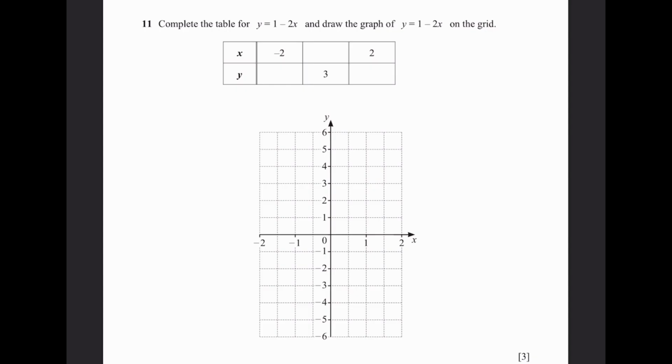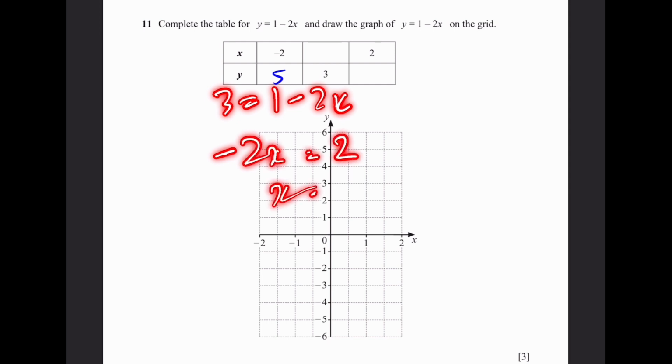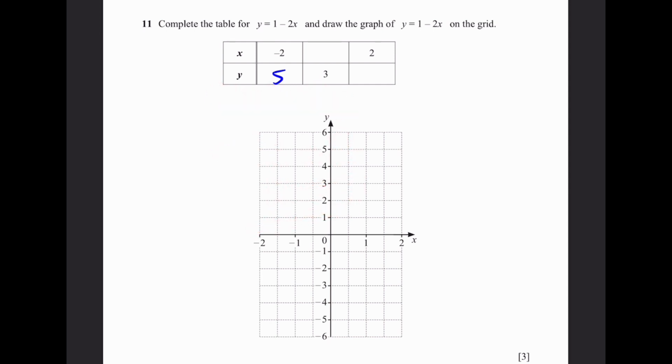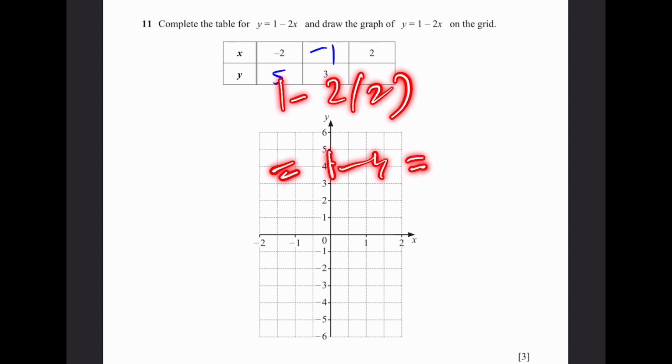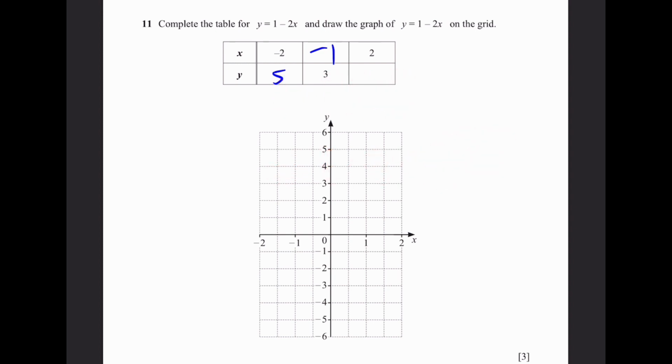Question 11. Complete the table for y equals 1 minus 2x and draw the graph on the grid. So x equals minus 2, y equals 5. 1 minus 2 times minus 2, which is 1 plus 4, 5. Now, y equals 3. That means 3 is equal to 1 minus 2x. Minus 2x equals 2. x equals minus 1. And then for x equals 2, y is equal to 1 minus 2 times 2, which is equal to 1 minus 4, which is minus 3. That's the answer.